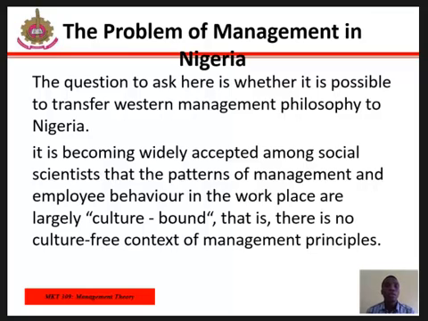The problems of management in Nigeria. The question to ask here is whether it is possible to transfer Western management philosophy to Nigeria. It is becoming widely accepted among social scientists that the patterns of management and employee behavior in the workplace are largely culture-bound. That is, there is no culture-free context of management principles. Once you realize that management philosophy is culture-bound, it means there are certain problems that may militate against the transfer of Western management philosophy to Nigeria.